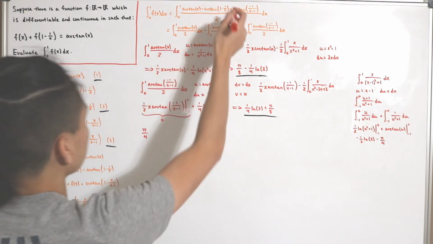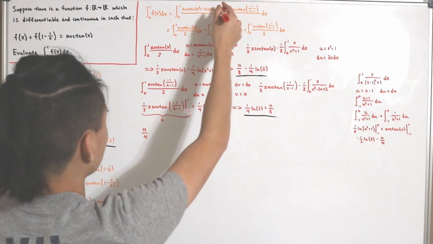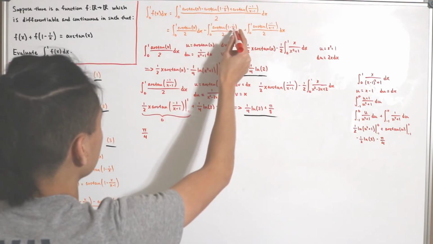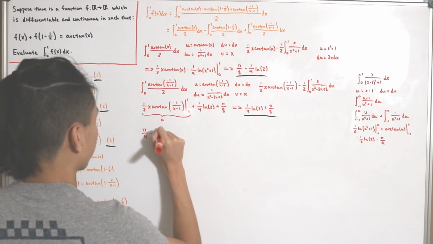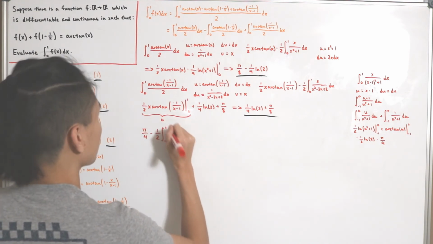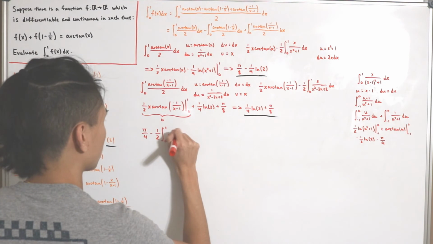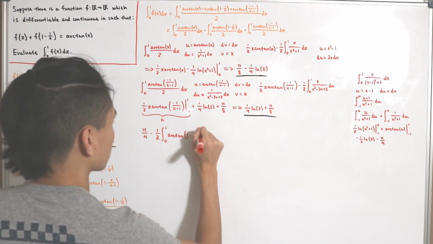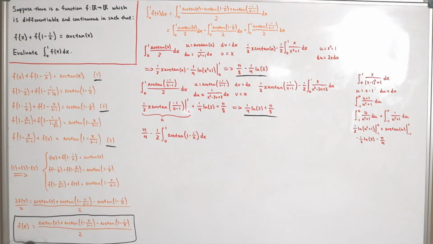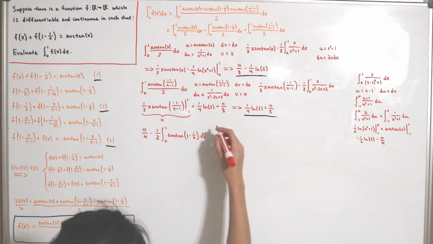And now all that's left is we have to evaluate the negative arctangent, right here, arctangent of 1 minus 1 over x over 2. Just factor out the 1/2 outside, from 0 to 1, arctan of 1 minus 1 over x dx. Now we just have to do a substitution. So actually I'm going to do it this way.